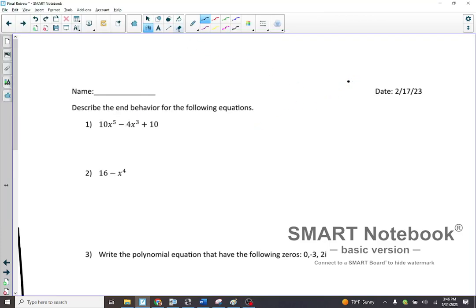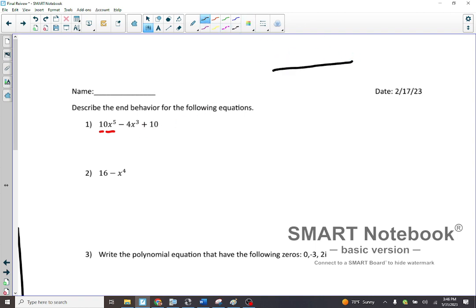All right, we're continuing the video from where we left off. Next one's end behaviors. Now, end behavior is decided by two things. It's decided by the biggest power, and it's decided by whether the coefficient is negative or positive.